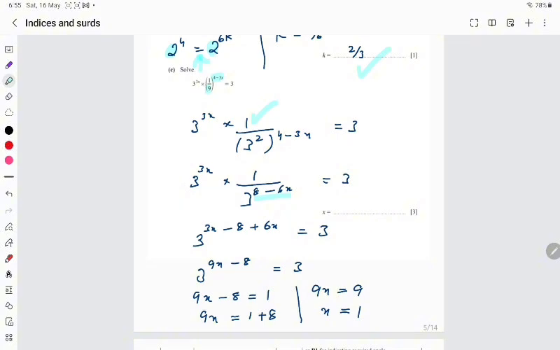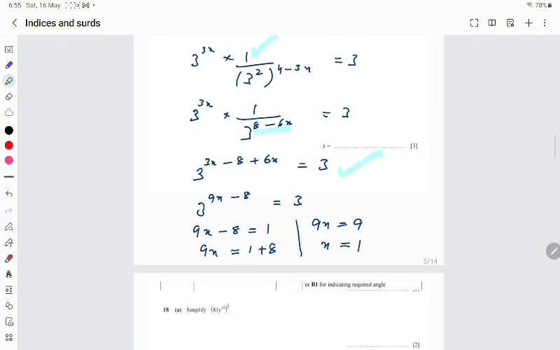Now if you simplify, the denominator term will go up and get its sign changed, subtracted. Minus 8 plus 6x equals 3. Simplify your left hand side, so it will be 9x minus 8. Now this is 3 power 1. So I can say 9x minus 8 equals 1. Simplification will give me x equals 1.